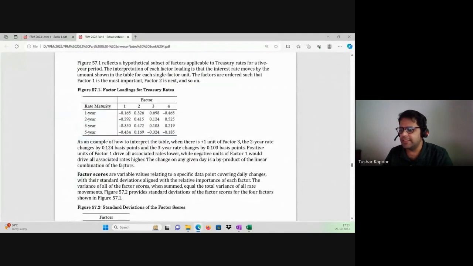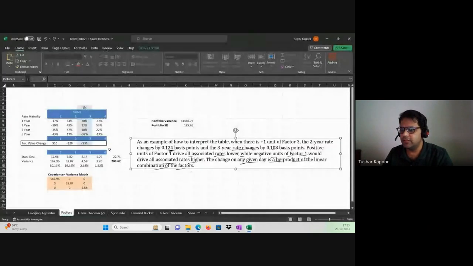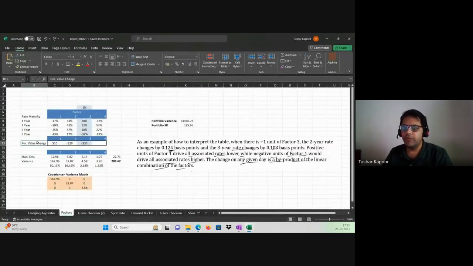Now, let's come back to the factor scores. By portfolio value change, what it means is if there is a 1% change with factor 1, we are going to have a $10 impact. With factor 2, we are going to have a minus $20 impact. Factor 3, we are going to have a minus $30 impact. Don't worry how I got these figures. These are already there in the example itself.